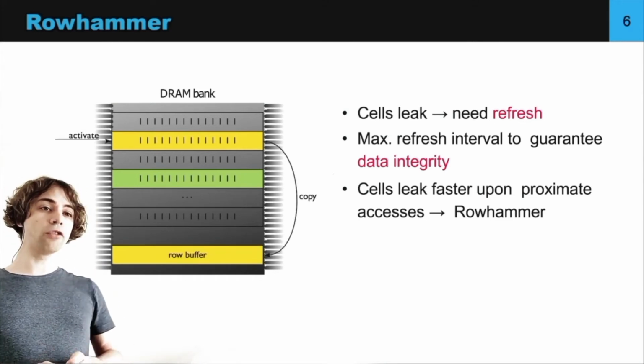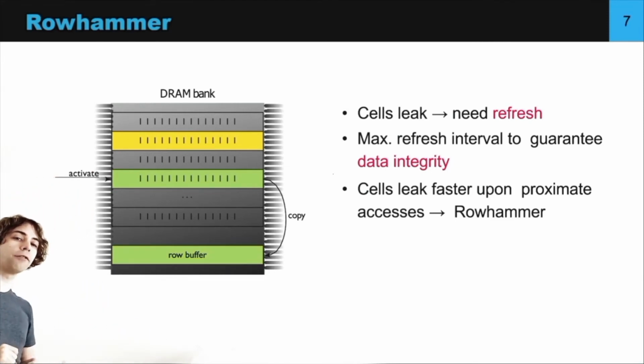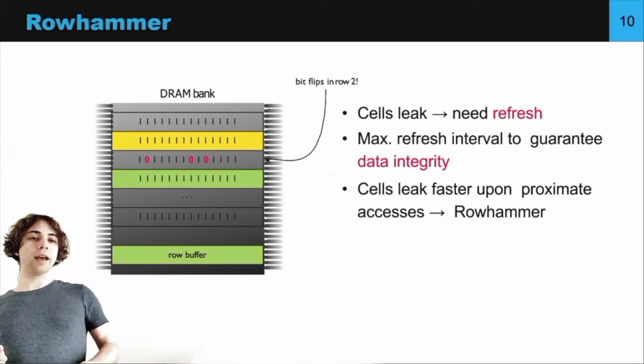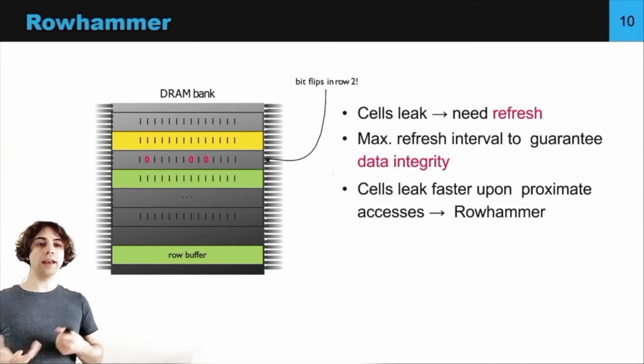So you activate a row, you copy it into the row buffer, you activate the other row, you copy it into the row buffer, and then after some time you see bit flips in the middle row. Now, what can you do with that? Well, you can exploit this in different ways.